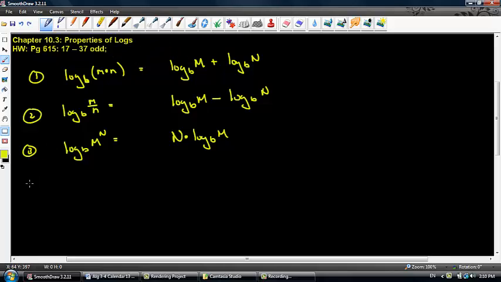And then, it doesn't really appear as an official rule, but I always like to remind you that log base b of b equals 1. So just make sure you're keeping that one in mind.